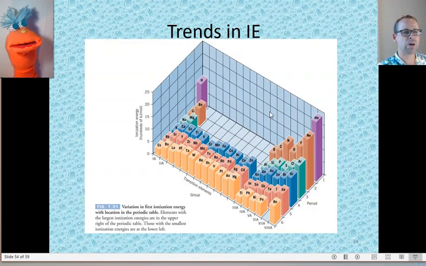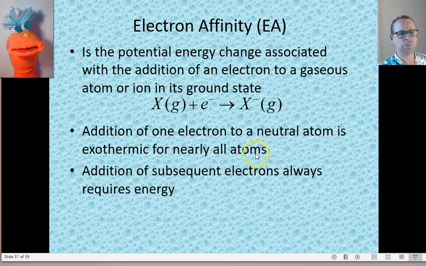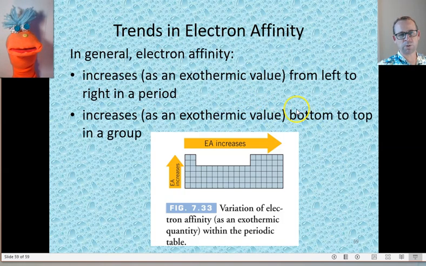So let's go back here to our ionization energies. To remove an electron, it always requires energy. So these are all positive values. But electron affinities, they're all negative values. The first one is always a negative value. And it becomes more negative, more energy released, as you head to the top and to the right.